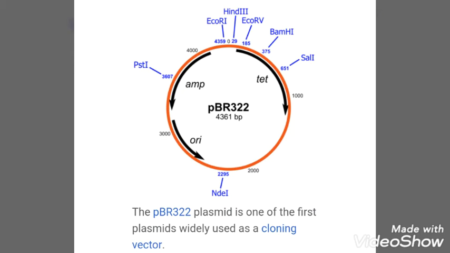So pBR322 is an artificial plasmid. You have to remember this one. And one more plasmid is pUC101, plasmid University of California 101. This is also an artificial plasmid. So there are two artificial plasmids, here in the diagram pBR322, and the other one is pUC101. Once again, the two artificial plasmids are pBR322 and pUC101.